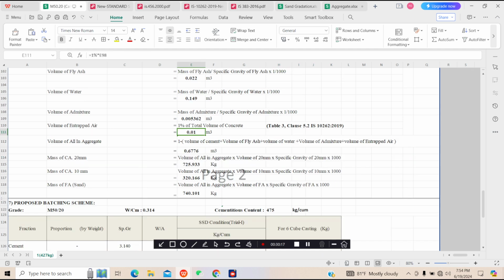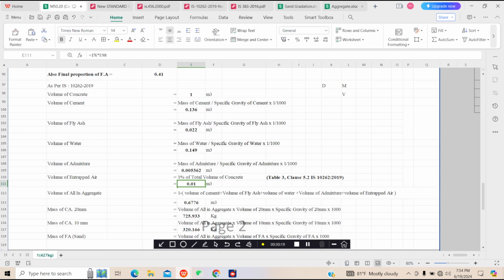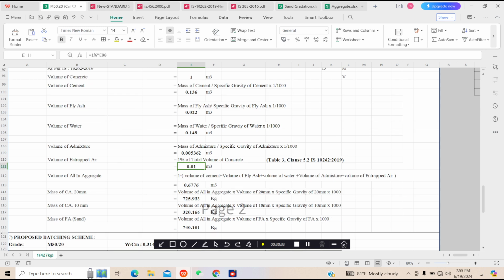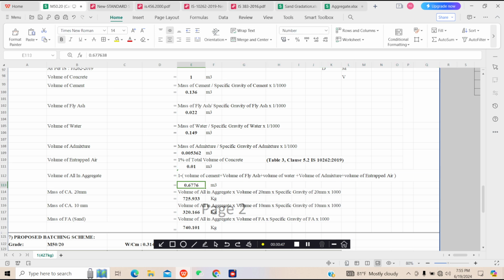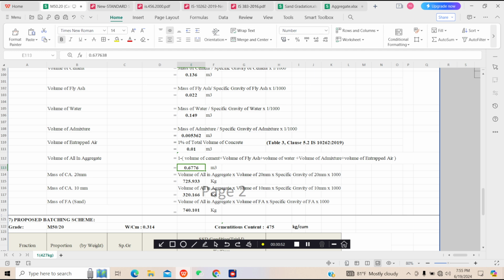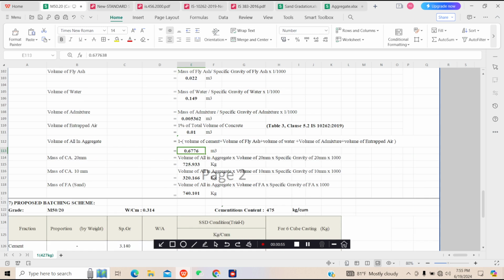Now for the volume of all-in aggregate: we have calculated the volume of cement, fly ash, water, admixture, and entrapped air. But in the concrete, there is an aggregate part also, that is fine aggregate and coarse aggregate. So that we will calculate. Since we have taken the total volume as 1, subtracting the volume of cement, fly ash, water, admixture, and entrapped air from 1, we will get 0.6776 cubic meter. Now we have calculated the volume. Now we will calculate the mass.